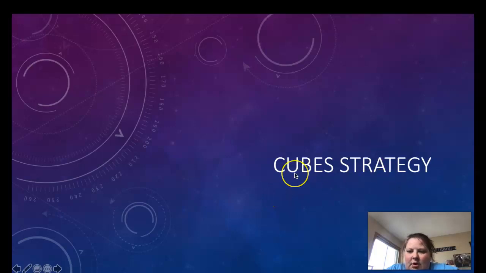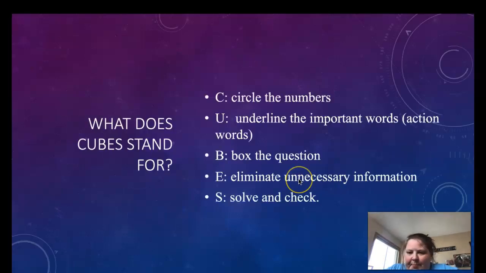Hi class, today we're going to use the CUBE strategy to help solve word problems. So the CUBE stands for: C, you're going to circle the important numbers. U, you're going to underline the important words or the action words. B, you're going to box the question. E, you're going to eliminate unnecessary information. And S, you're going to solve and check the problem.